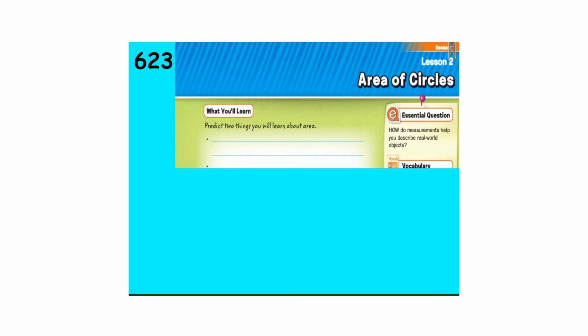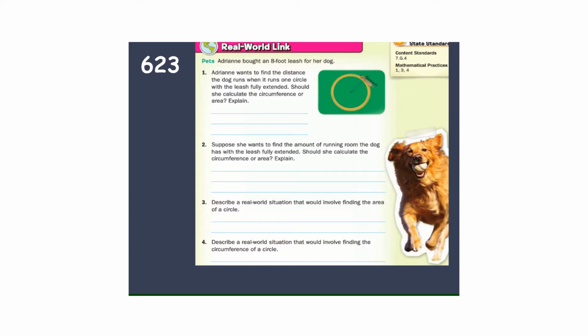And now we're going to go to page 623, area of circles. So she bought an 8-foot leash for her dog, and she wants to find the distance that the dog runs when it runs one circle with the leash fully extended. Should she be calculating the circumference or the area? And that one, she should be doing the circumference. It's just like lesson 8.1. It's the length around the outside of the circle.